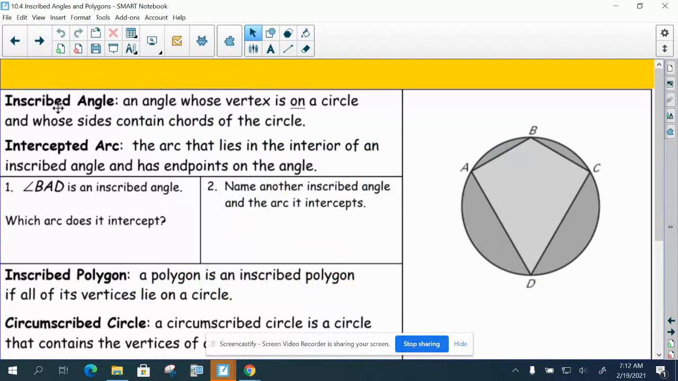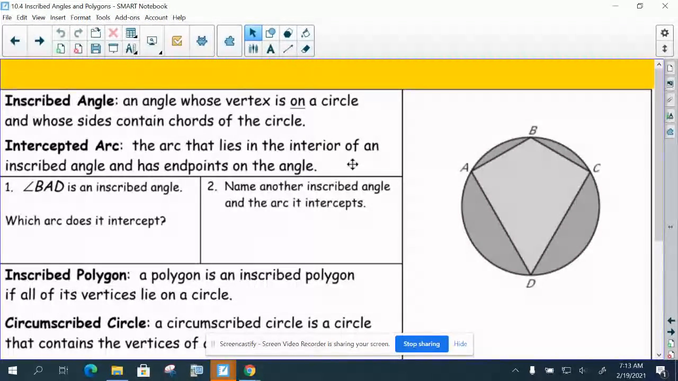All right, so an inscribed angle is an angle whose vertex is on the circle. So DAB, ABC, BCD, etc., and whose sides contain chords of the circle. An intercepted arc is the arc that lies in the interior of the inscribed angle and has endpoints on the angle.